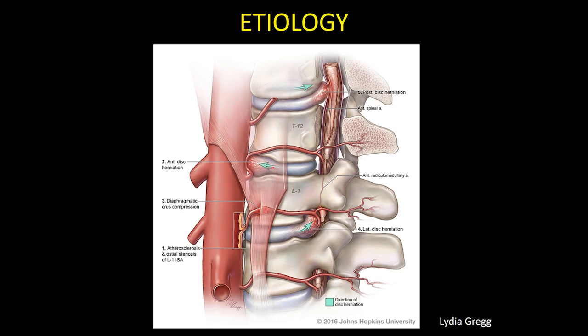There can be a disc issue that can compress laterally a segmental branch. It can compress the vessel more posteriorly. At this level, it can be a lateral disc herniation. Another potential factor is actually compression from the crus of the diaphragm, shown here. And that can compress the artery that gives the radiculomedullary artery.